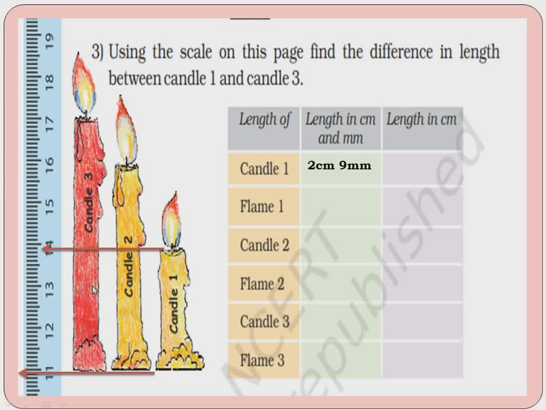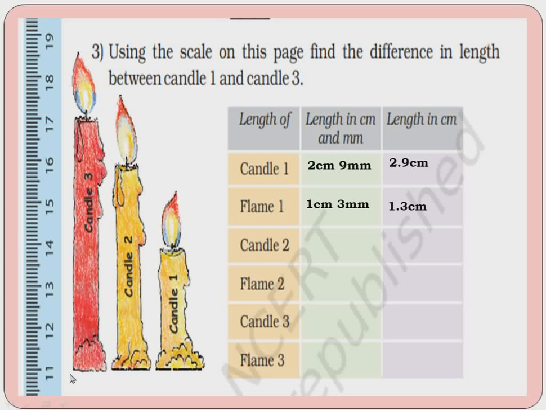So the length is nearly 2 centimeters, because 11 to 12 is 1, 12 to 13 is 1, and this is 9. So 2 centimeters 9 mm. So how will we write it here? 2.9 centimeters. Now only the flame they are asking. Keep your scale here and see, it is starting at 14. Next, again take the scale and keep it here, then it is coming here. Now you count, it is 1.3, that is 1 centimeter 3 mm, that we can write as 1.3.